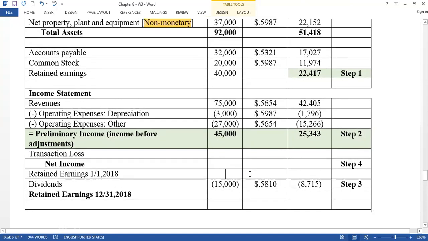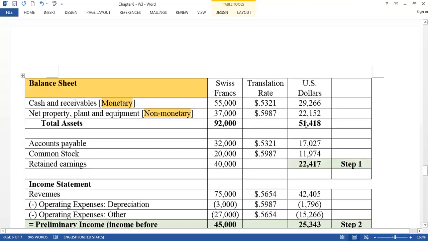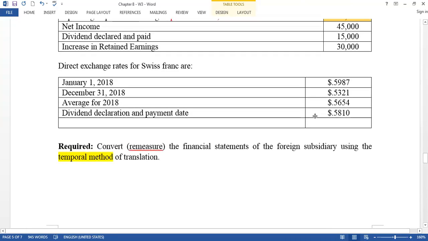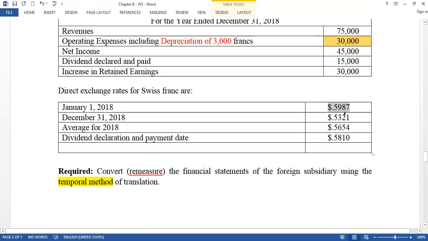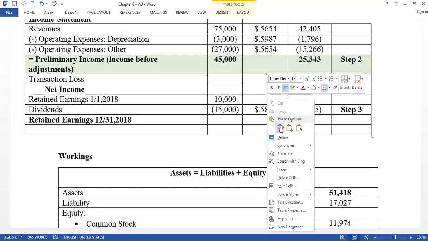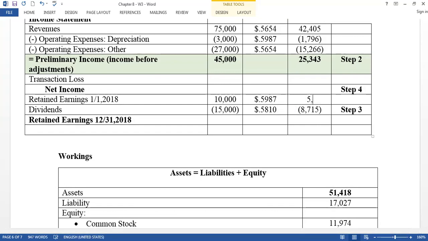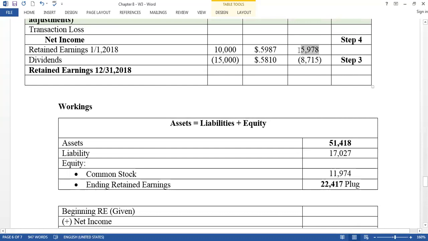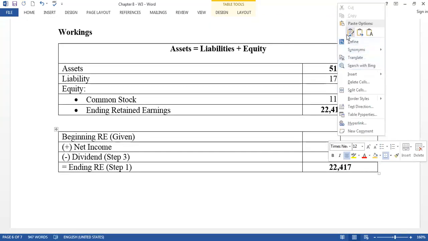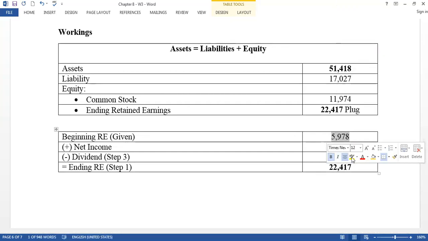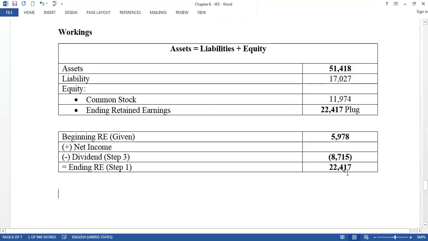So here according to this question, it is 10,000. And the rate is historical rate. And it is 5987. Yes. So you put this number here. So we have beginning retained earnings. We have dividend. We have ending balance of retained earnings. Then what is the amount of net income, right? So the amount of net income, the plug number here is 25,145. So this is the plug number for net income.